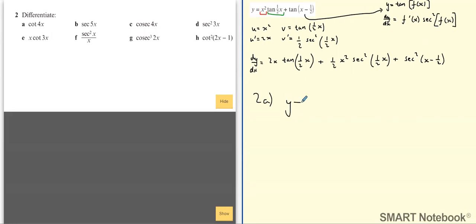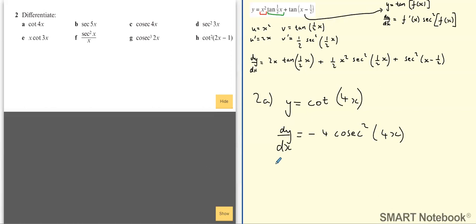We've got y equals cot 4x. Dy by dx is going to be minus the differential of the bracket, 4. Cot differentiated becomes minus cosec squared. We've already got the minus here. And that bracket does not change. And there's our answer. It's as simple as that. Does that make sense? All right, okay.